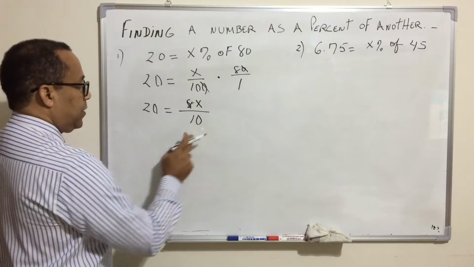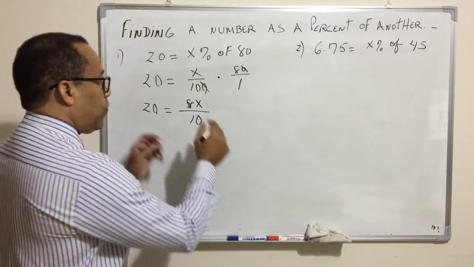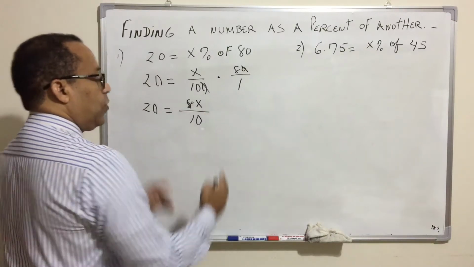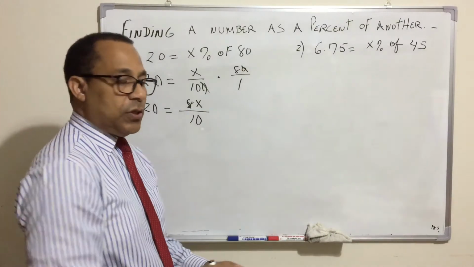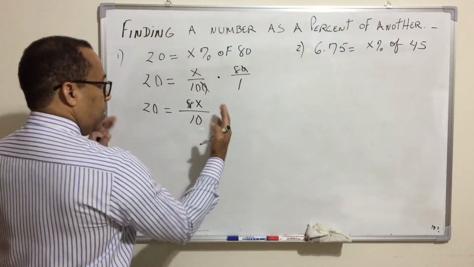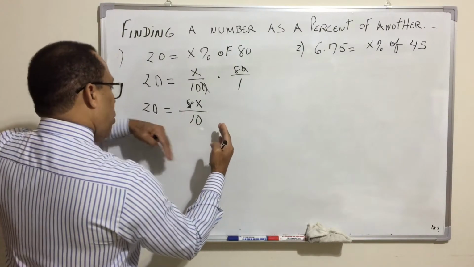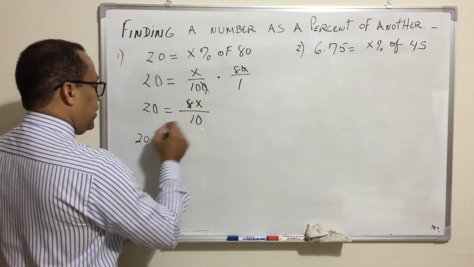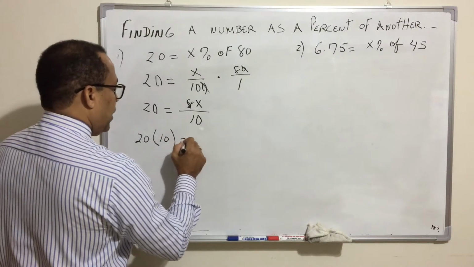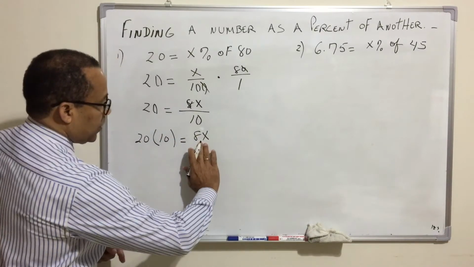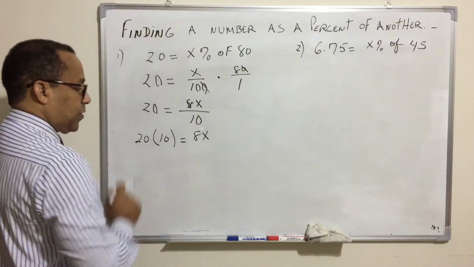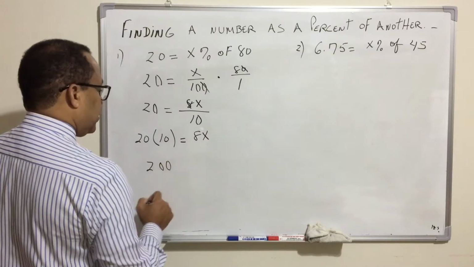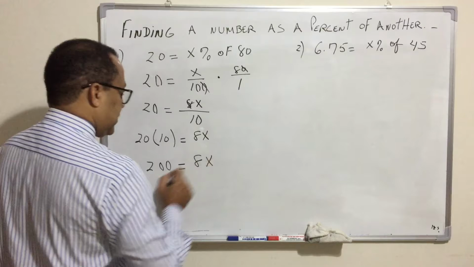10 is dividing, goes multiplying. Remember, if you move one term from one side to another side of the equal sign, you have to use the opposite of the operation. The 10 is dividing on the right side, it goes multiplying to the left side. So what I have is 20 times 10 equals 8x, because I already moved the 10 from the right to the left. 20 times 10 is 200 equals 8x.